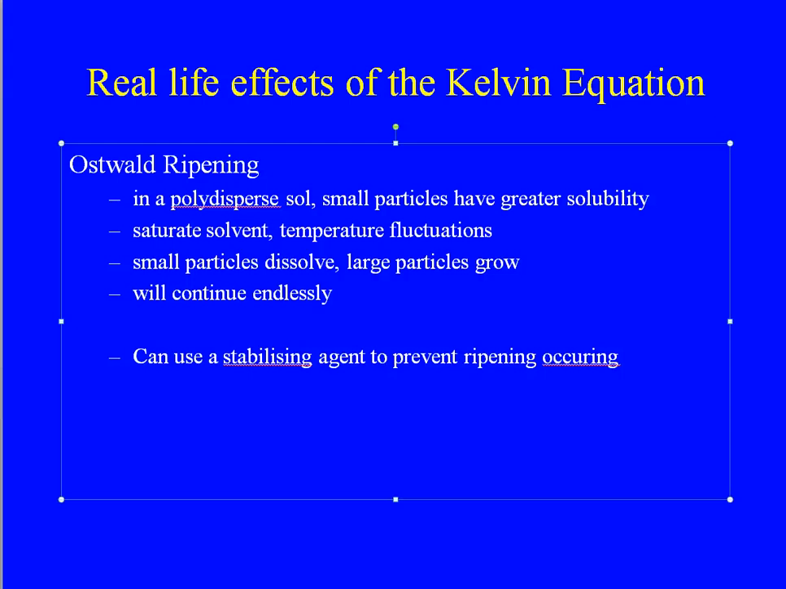Okay, so this is just a little mini lecture about Ostwald ripening and the Kelvin equation. You've found out by now that smaller particles have greater solubility, and hopefully you can do the math using that equation to calculate what that change in solubility is. But you might be wondering, how does that lead to particle growth?